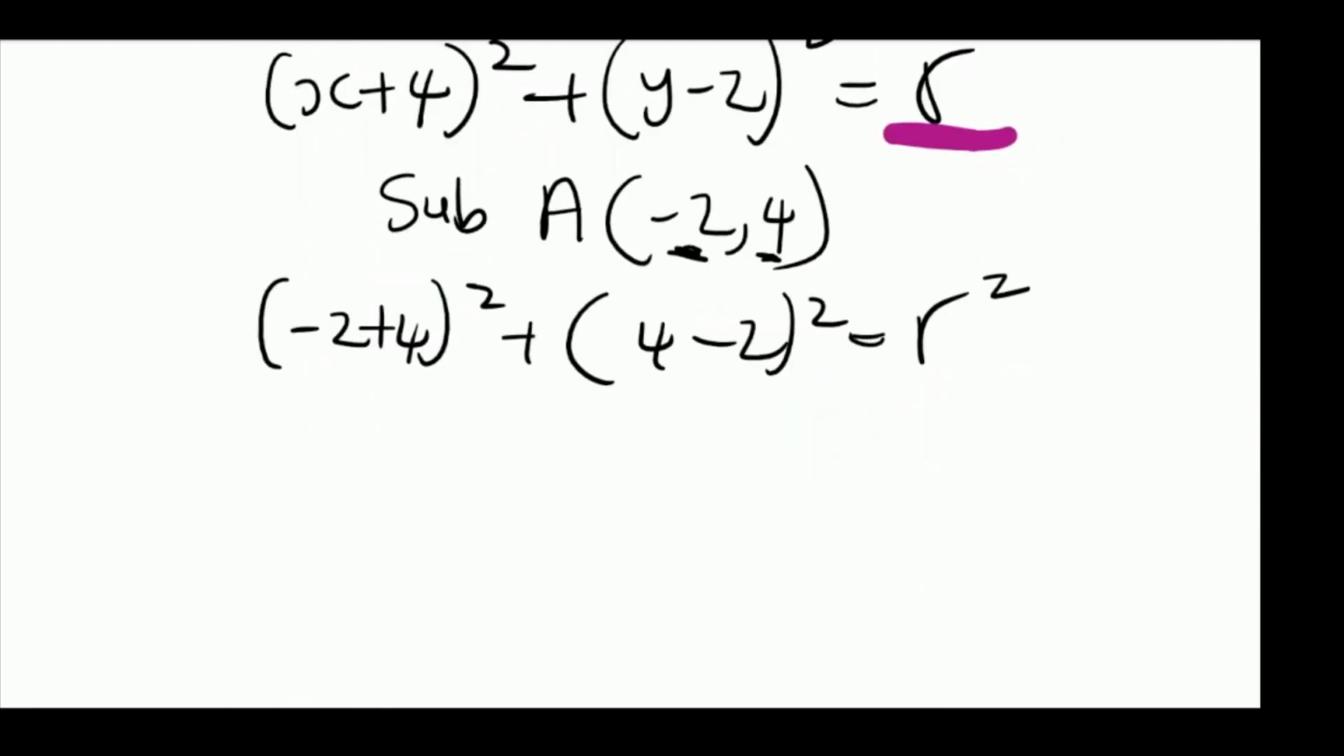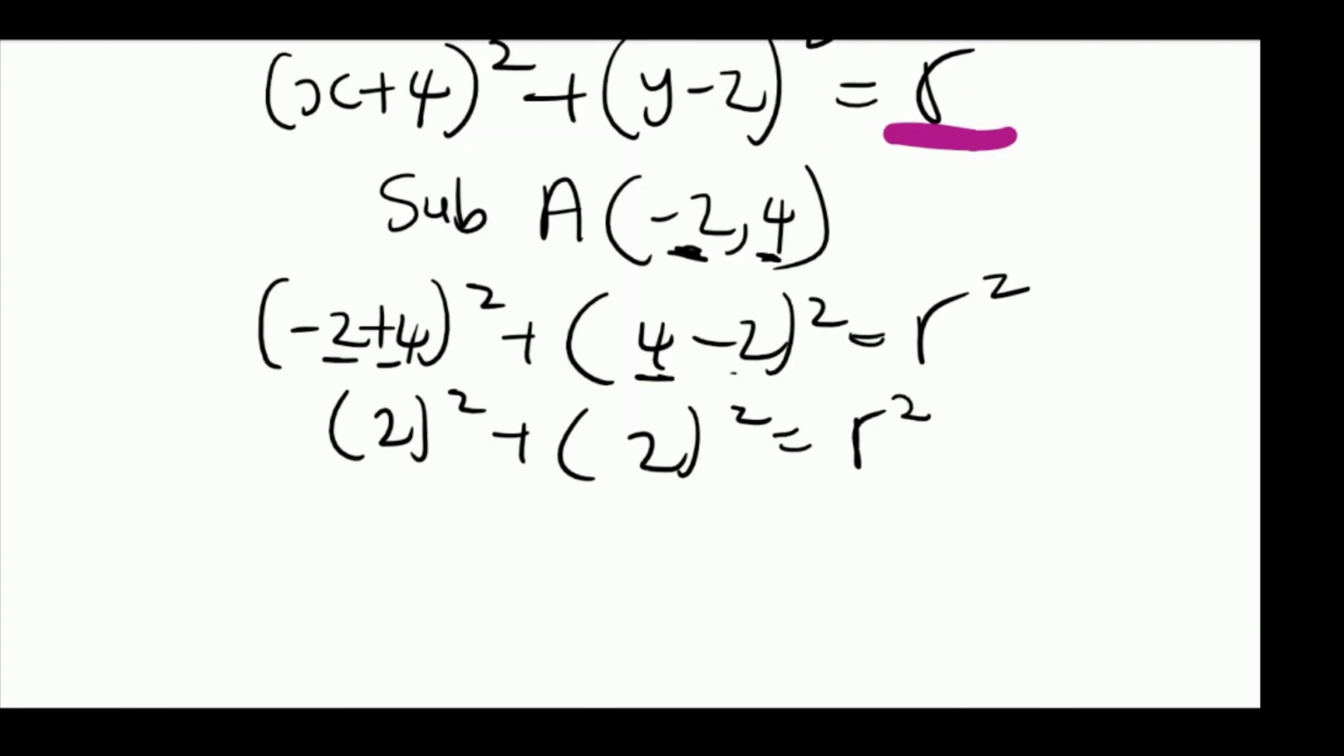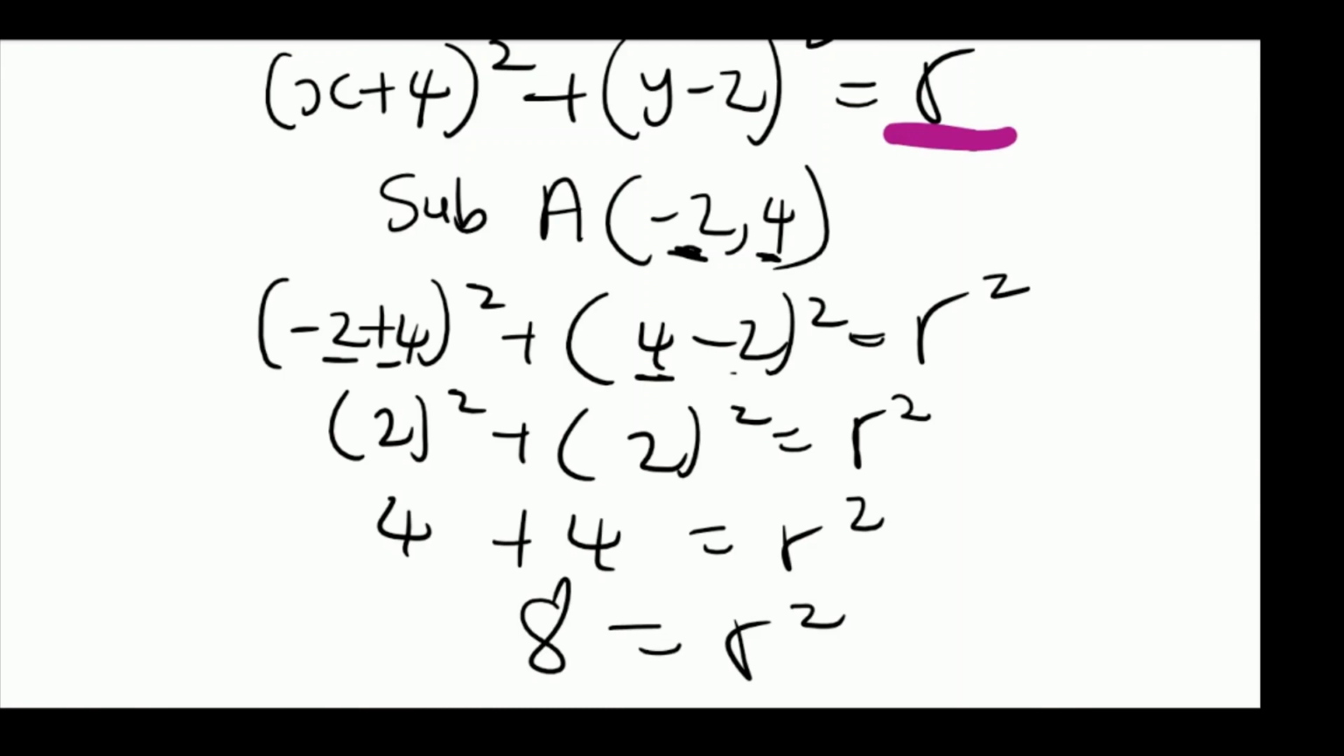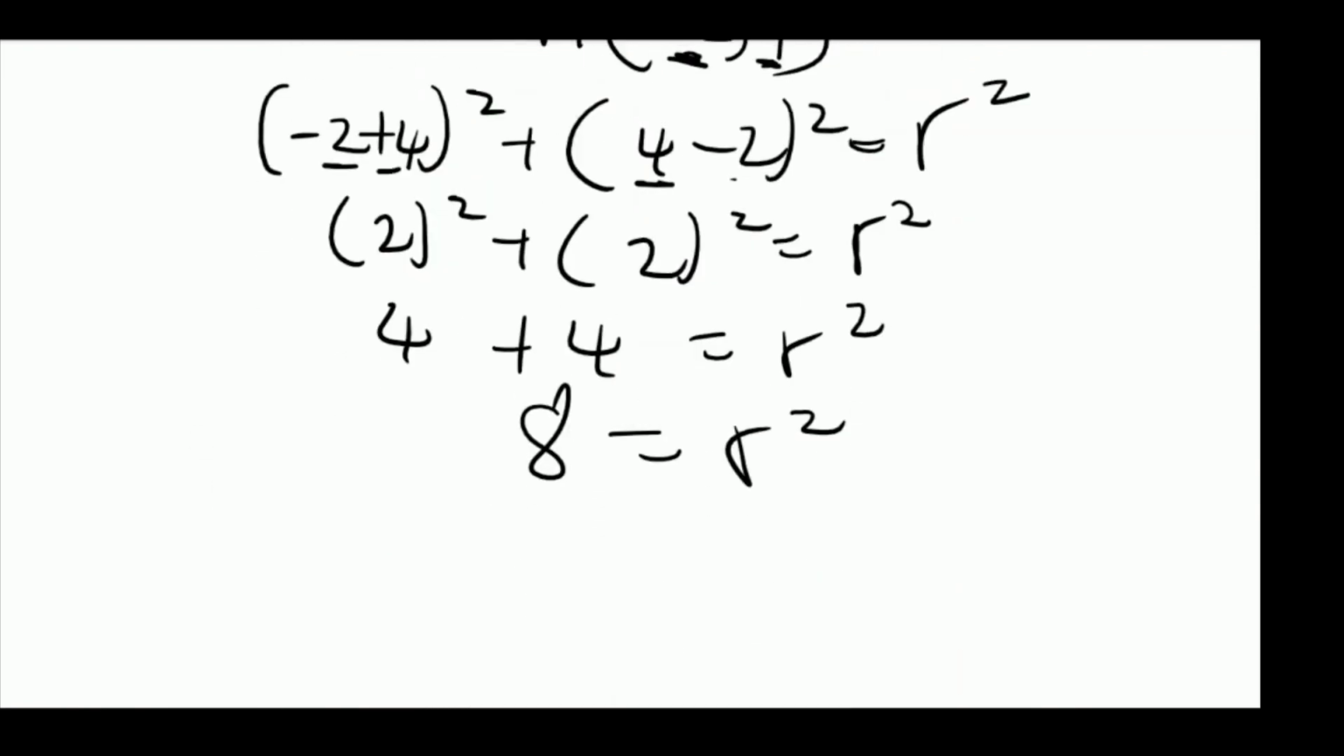So minus 2 plus 4 is going to give you 2 squared, plus 4 minus 2 is going to give you 2 squared, equals r squared. So 2 squared is going to give you 4 plus 4 equals r squared. So 4 plus 4 is 8. So 8 equals r squared. So now this is our r, which is r squared is actually equal to 8.